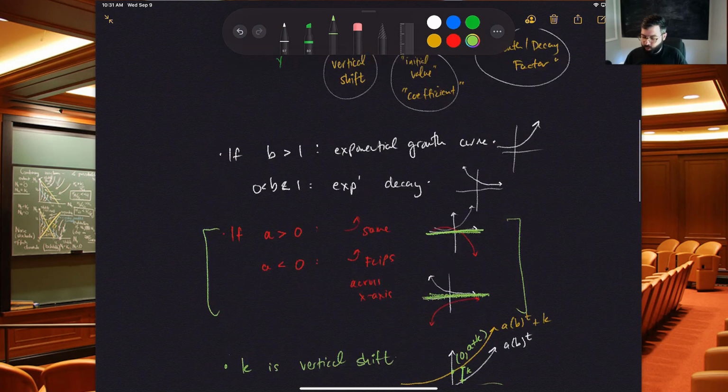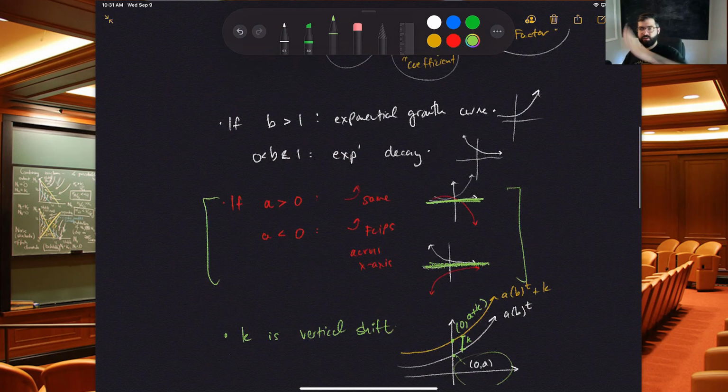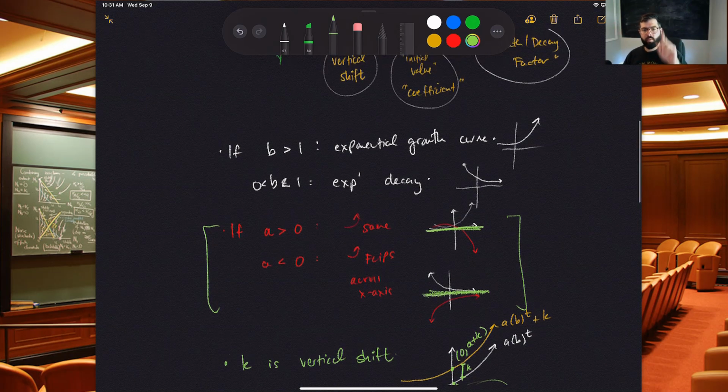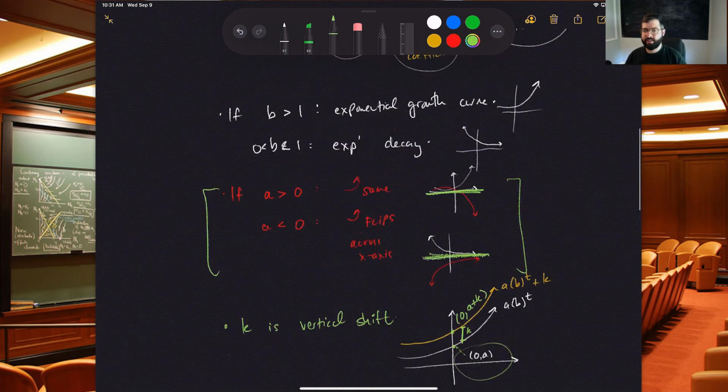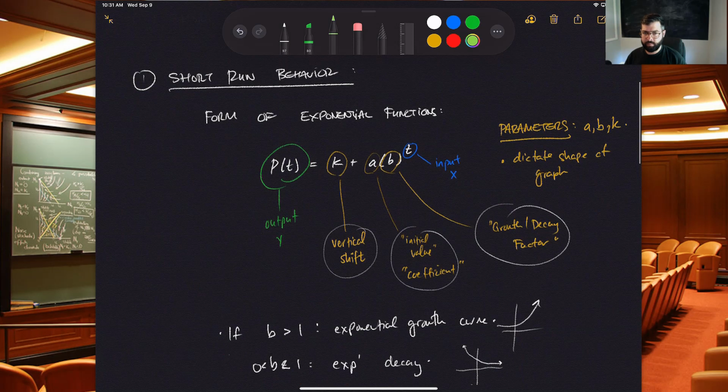So this is for the short run. Okay. How does this thing curve? Up, down? Does it decay? Does it grow slowly? What's the value of b? What's the value of k? What's the value of a? That dictates these things. Okay. So let's go ahead and look at a graph with some actual numbers.